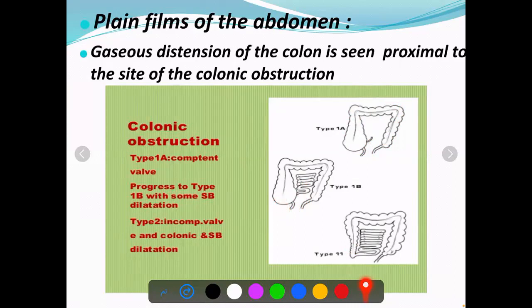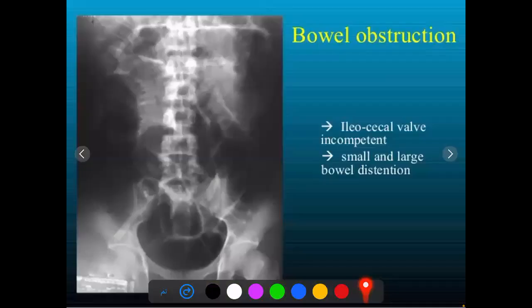In type 2, we have an incompetent ileocecal valve, so we have distension of the small and large bowel without excessive dilatation of the cecum. This is a plain film showing bowel obstruction with an incompetent ileocecal valve. So we have distension of both the small and large bowel without excessive distension of the cecum.